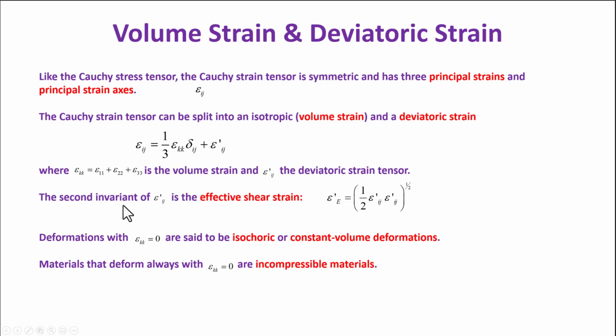Similar to the deviatoric stress tensor, we use the second invariant of the deviatoric strain tensor to measure the effective shear strain. So the effective shear strain is taken to be the square root of the second invariant of the deviatoric strain tensor. Okay, that's it for my introduction to the strain.